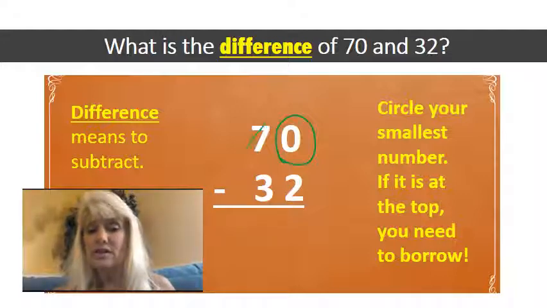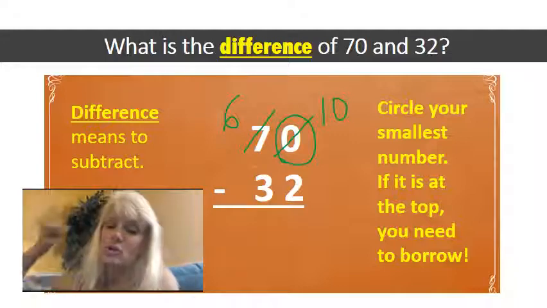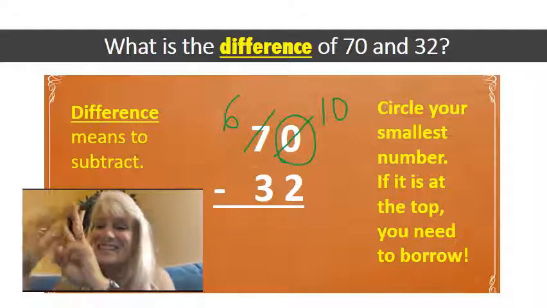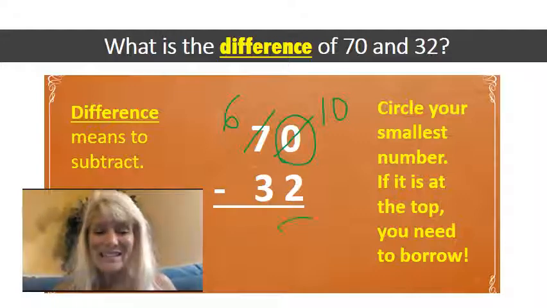So I'm going over to the 7, and it's going to become a 6. The 0 now becomes 10. So I put 2 in my hand and I count up to 10. 2, 3, 4, 5, 6, 7, 8, 9, 10. That's going to give me 8.